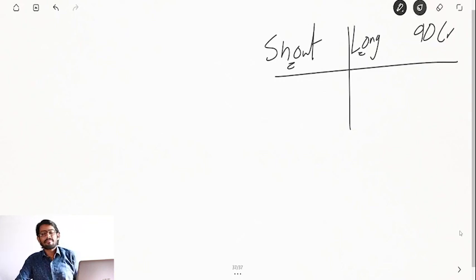Let's see. I am long on 90 crores. I am worried whether the value of my 90 crores will go down. If it goes down, I should make a profit, so I am going short. My first instinct is to go short on 90 crores in the futures market. Point number one. Point number two.